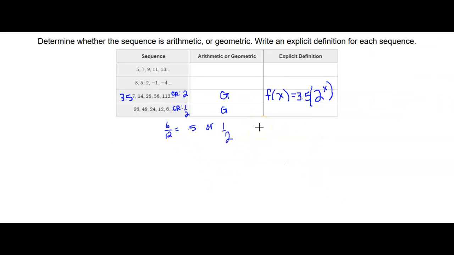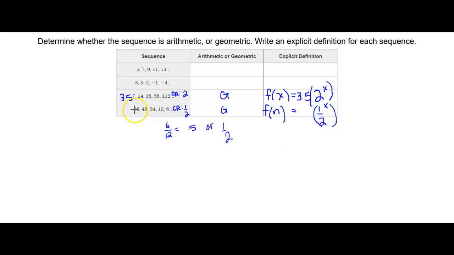So I'm going to give you guys a minute or two to type in the explicit definition for this second geometric sequence here and see if you get it right. All right, so the first thing we want to do is start off with that f of x or f of n or whatever you want to call it, whichever variable you want to use. Okay. So our common ratio, remember, always gets the exponent. So this is going to be 1/2 to the power of x. And we're going to put that part in parentheses.